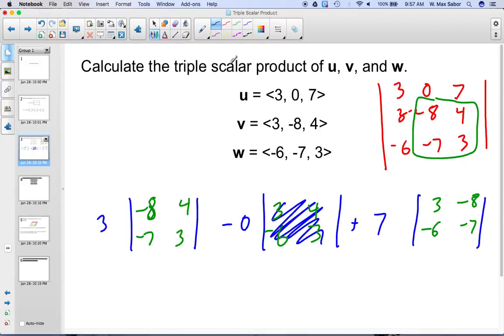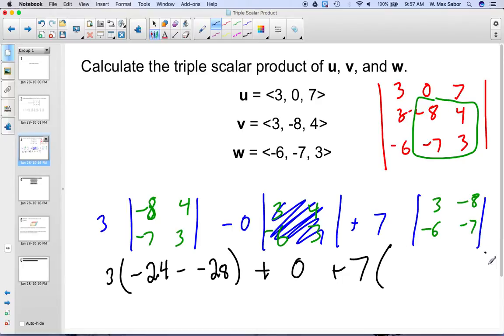So let's simplify. 3 times negative 8 times 3 is negative 24. Then we subtract negative 7 times 4, which is negative 28, plus 0, plus 7 times 3 times negative 7 is negative 21, minus negative 6 times negative 8 is positive 48. This simplifies to negative 24 plus 28, which is positive 4, and negative 21 minus 48 becomes more negative, so negative 69.